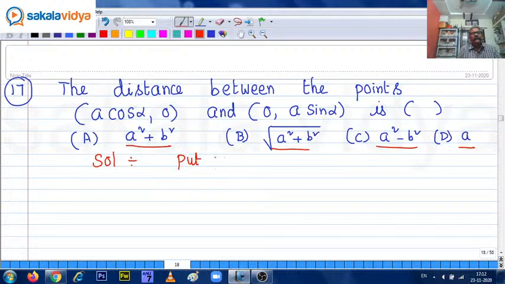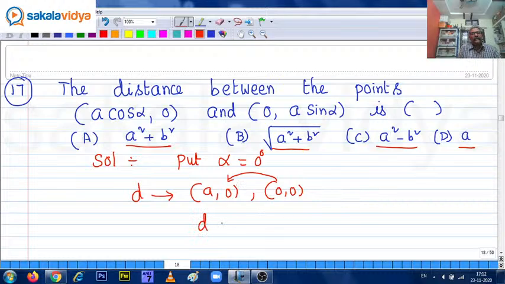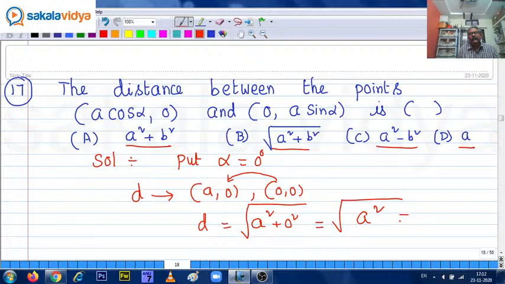Put alpha equal to 0 degrees. Now cos 0 is 1, so a comma 0 stays, and the other point becomes 0 comma 0, since sin 0 is 0. We need the distance between the origin and a comma 0. The distance is root of a square plus 0 square, that is a. So the answer is D. Yes, absolutely correct.